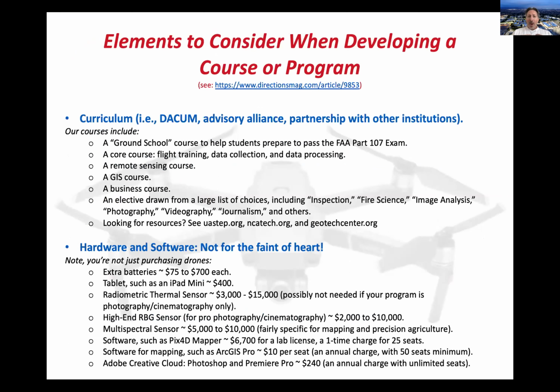So our program includes a 1-unit ground school. It's 100% online. It is designed to prepare students to pass the FAA Part 107 exam. We then have a core course, 3 units: flight training, data collection, and data processing. Where did the curriculum come from for those two drone courses?